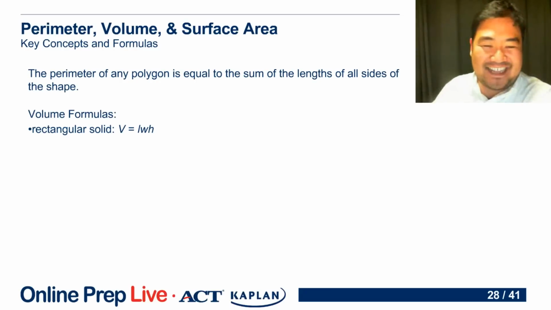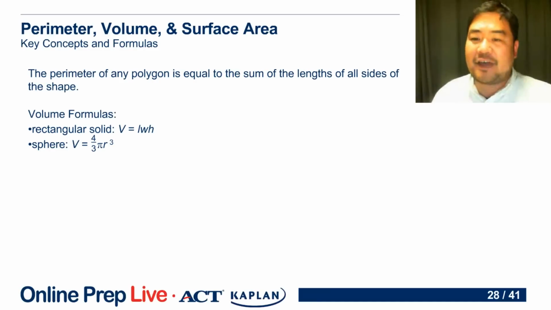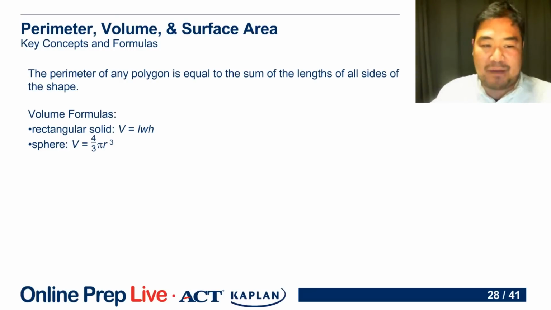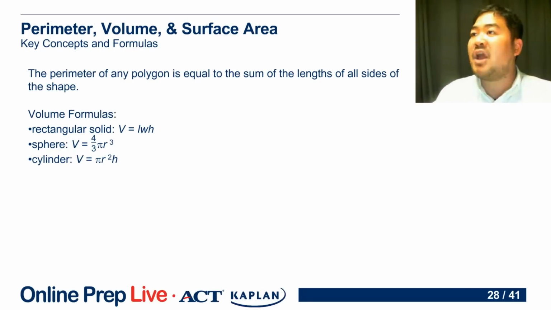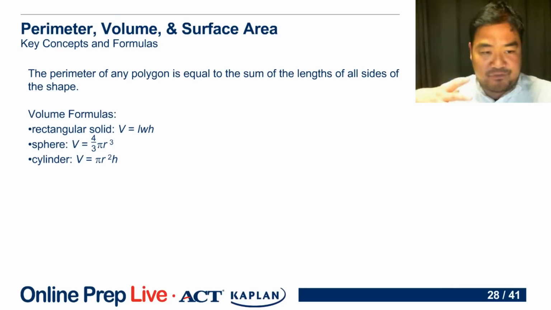The rectangular solid volume is equal to length times width times height. And for a sphere, a sphere is basically like a three-dimensional circle. For instance, a basketball would be an example of a sphere, right? A circular three-dimensional object. The volume of the sphere is 4/3 pi r cubed. And then the volume of a cylinder. A soup can would be an example of a cylinder, right? Circle on the top, circle on the bottom, three-dimensional figure. That's a cylinder: pi r squared times the height.